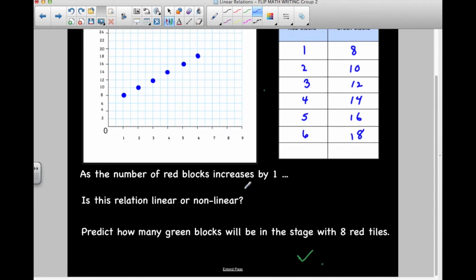As the number of red blocks increases by 1, what is happening to the number of green blocks? As we moved from shape to shape, the number of red blocks increased by 1, where at the same time the number of green blocks increased by what number? Yeah, you are right, 2. So as the number of red blocks increases by 1, the number of green blocks increases by 2.